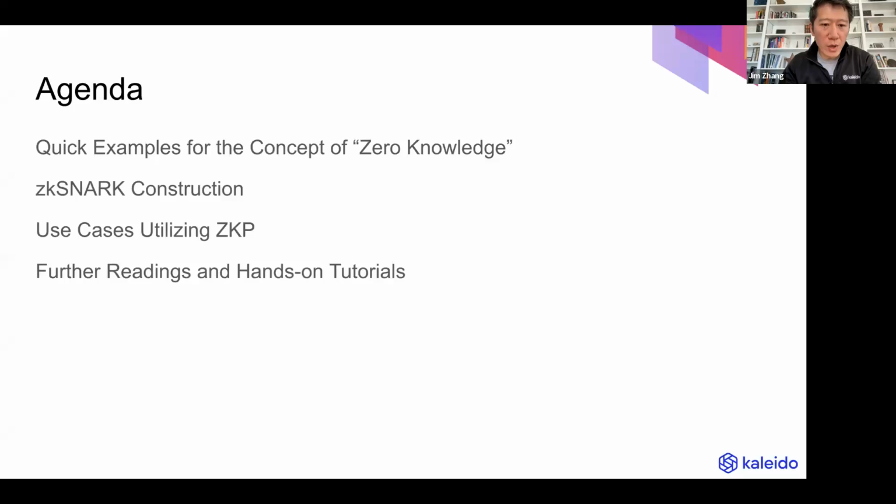Okay, so we'll first use some real-world, quote-unquote, real-world examples to demonstrate the idea of zero knowledge and how to prove with zero knowledge. And then the focus of today's session will be on the construction of one of the most popular ways to perform zero knowledge proof, which is using ZK SNARK. And then we'll just talk a little bit about what are the use cases that you can use zero knowledge proof for. And finally, some links for you guys to peruse afterwards to get more knowledge.